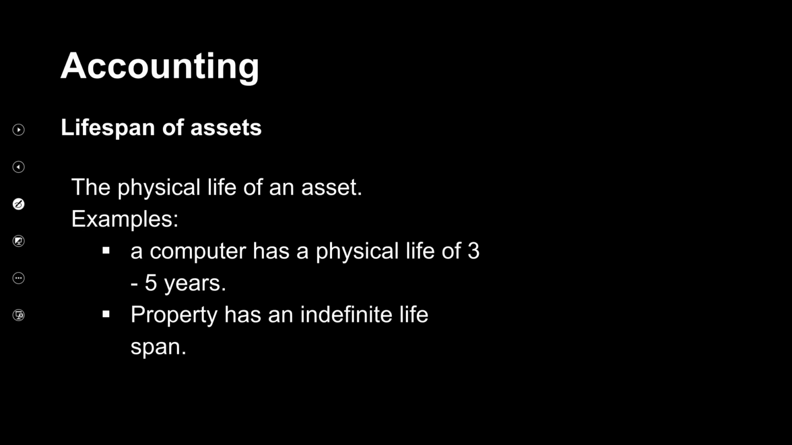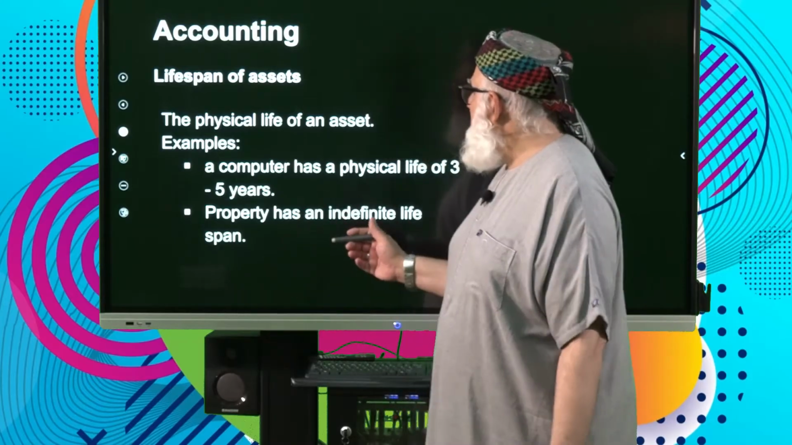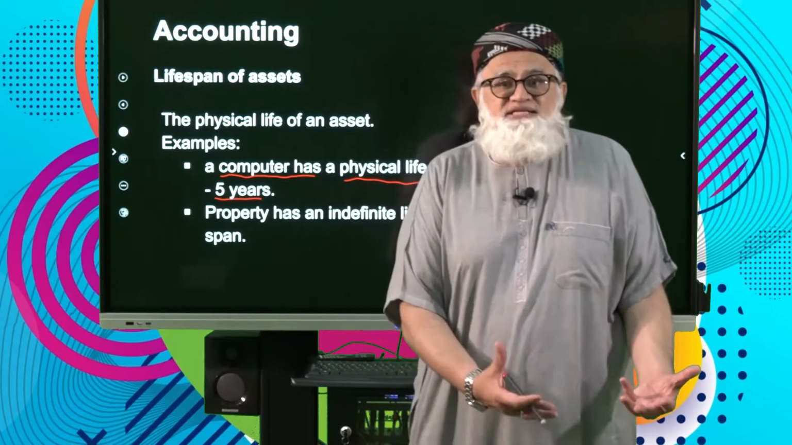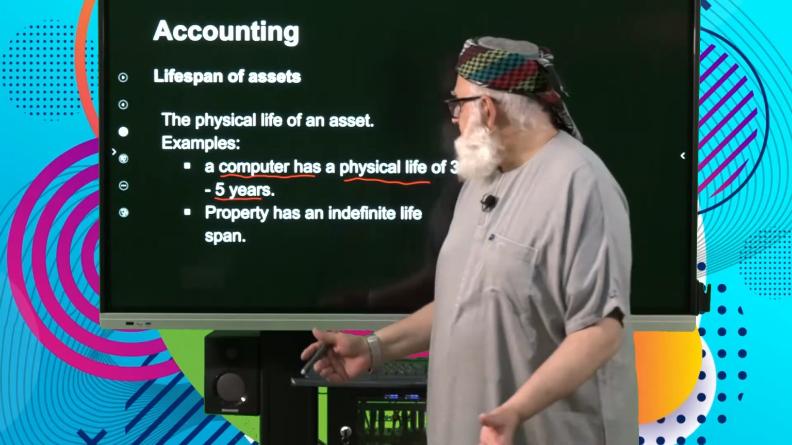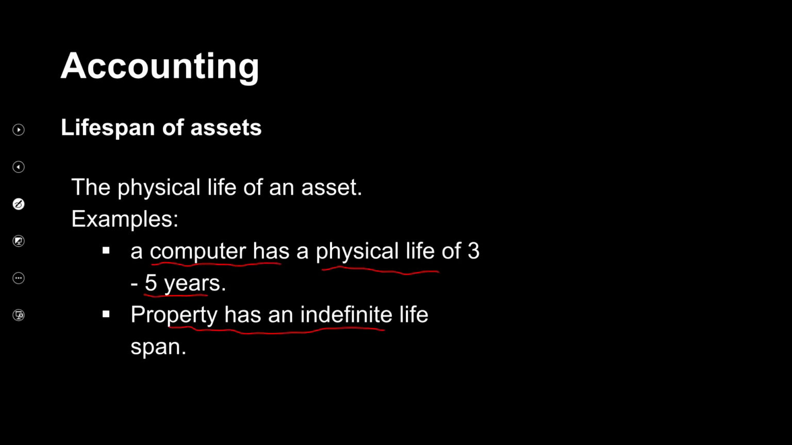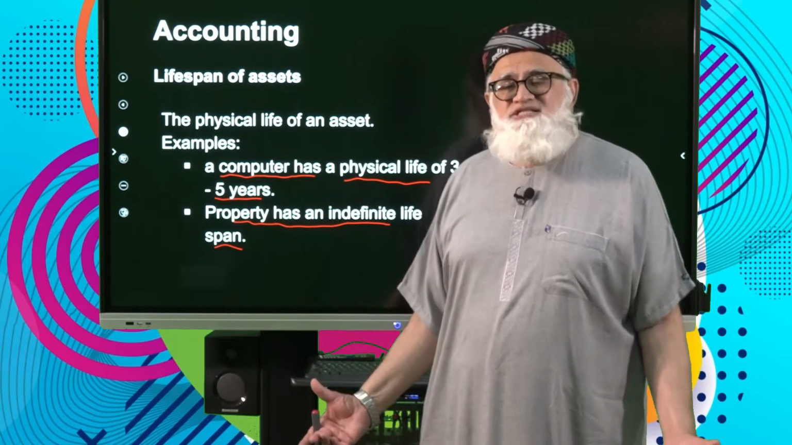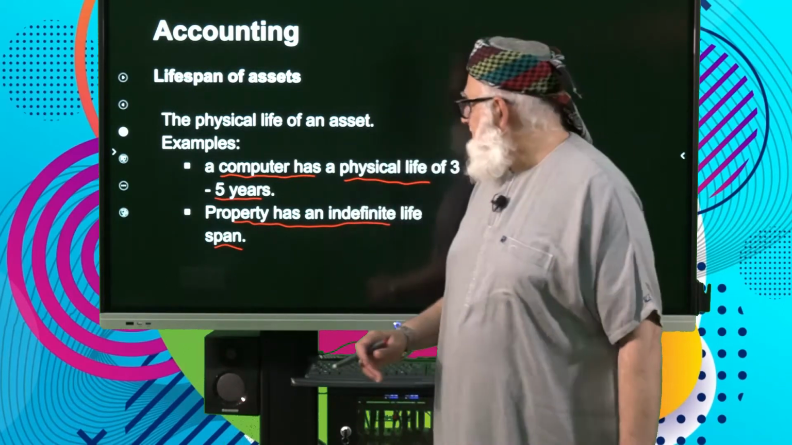A lifespan of an asset: if you take your personal assets, surely you can see that an asset has a lifespan. In other words, a computer has a physical life of 3 to 5 years. Did you know that? It may last longer, yes, but generally it is expected to have a lifespan of between 3 and 5 years. If you look at property, then definitely we're looking at an indefinite lifespan, because you're upgrading property, unless by some natural disaster the property gets destroyed. But generally, property is regarded as having an indefinite lifespan.